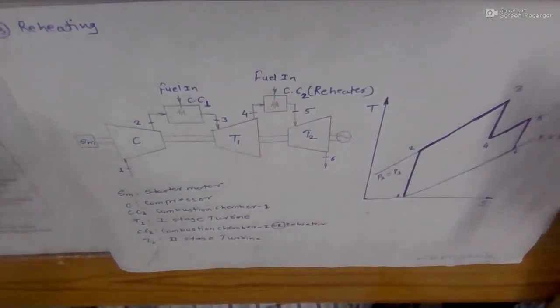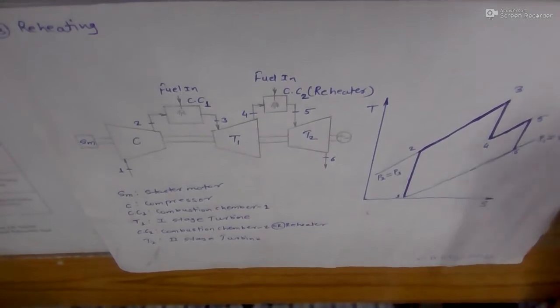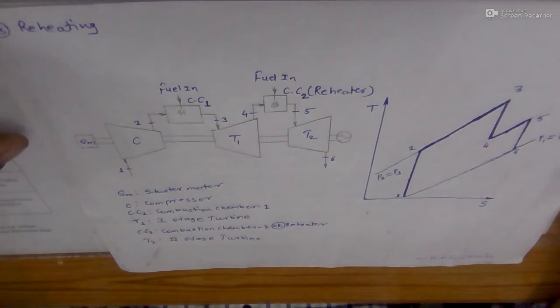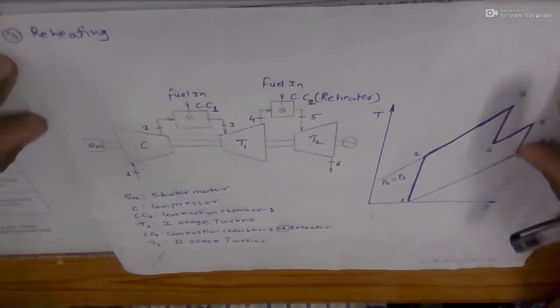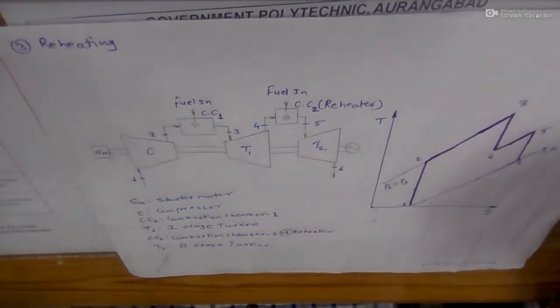Hello class. Now in this lecture we will see another method to improve the efficiency of the open cycle gas turbine. This method is called reheating. Before this we completed the methods called intercooling or multi-staging, second is regeneration, and this is the third one, reheating. All those three methods are used to enhance the efficiency of our gas turbine, the open cycle gas turbine.